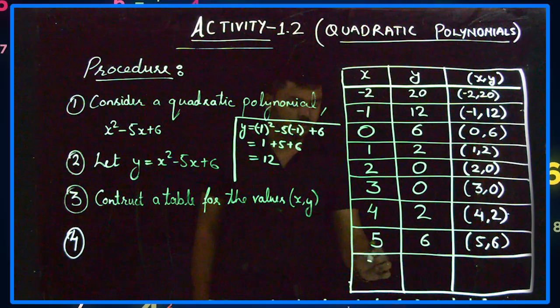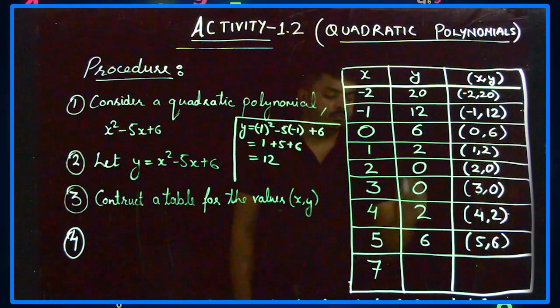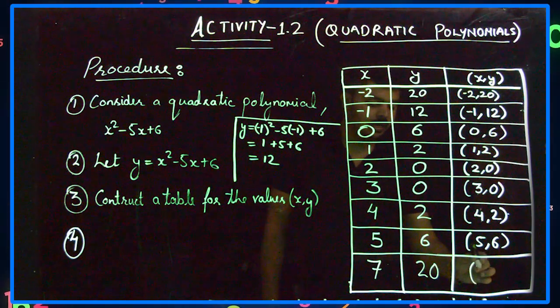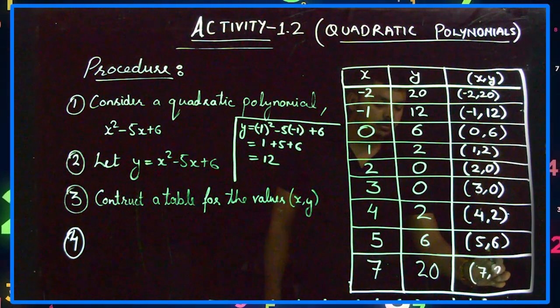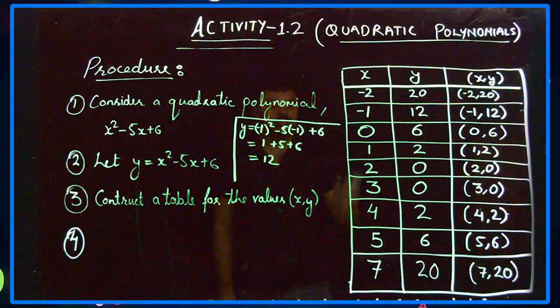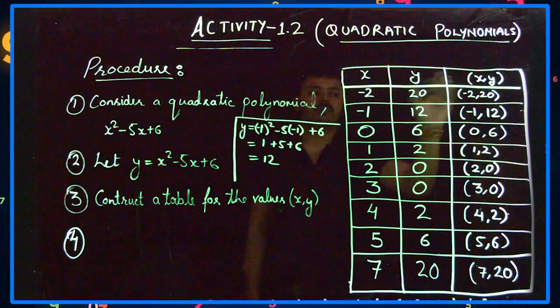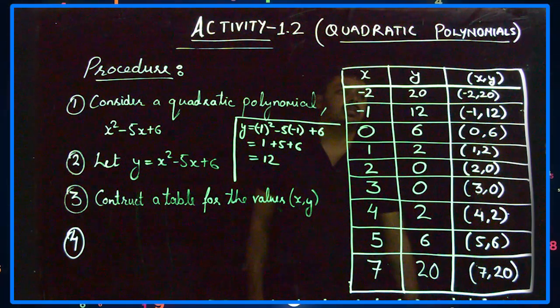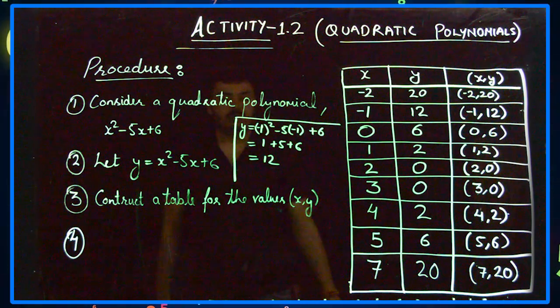Similarly, when we let x equal 7, then y is 20. So we get 7, 20 as our coordinate. So this is the table for the values x, y. Now we will plot these points x, y over a graph paper.